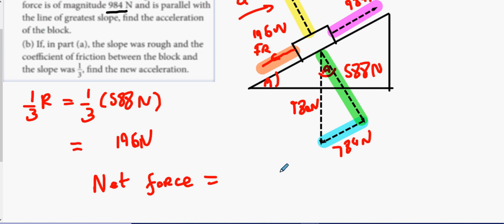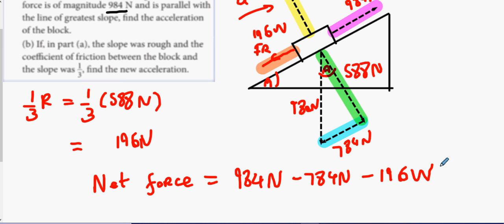Our net force is 984 newtons, take away 784 newtons because that's what's going downhill, and the 196 is also going downhill. So this results in 984 minus 784, take away 196. And that results in only 4 newtons of force dragging it up. So the net force is 4 newtons.